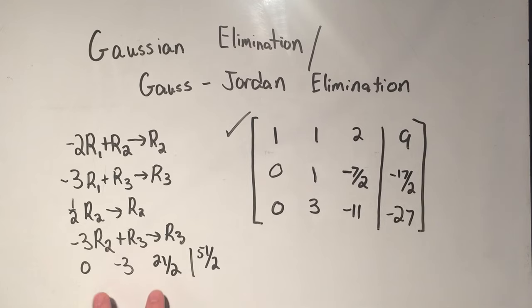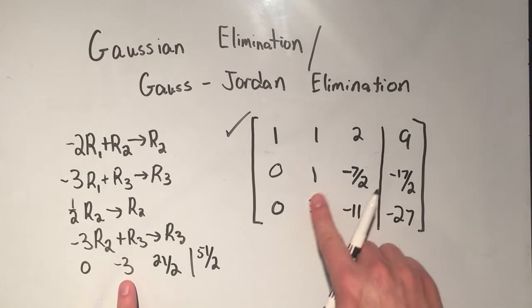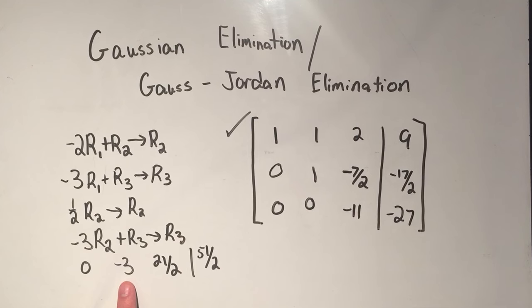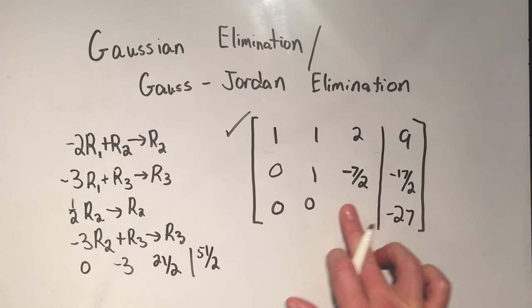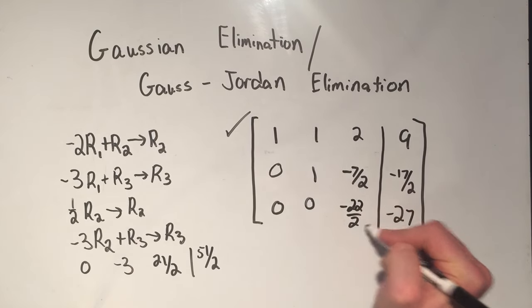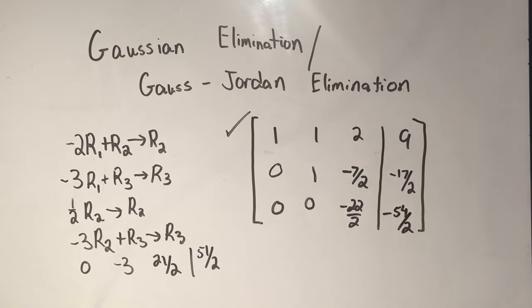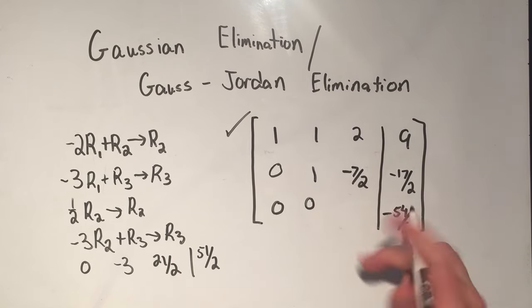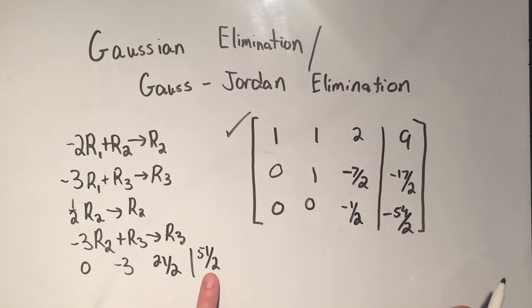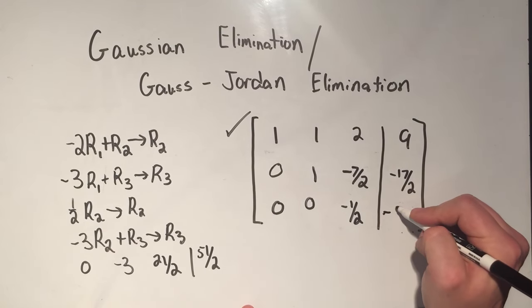And now it's gonna happen. If I add these component wise, I have zero plus zero is zero. Minus three plus three is zero. And maybe I should change these to over two so I can use these fractions. So minus 11 is minus 22 over two. Minus 27 is minus 54 over two. So I've got 21 over two, minus 22 over two. That's minus one over two. And I've got 51 over two, minus 54 over two. That's minus three over two.